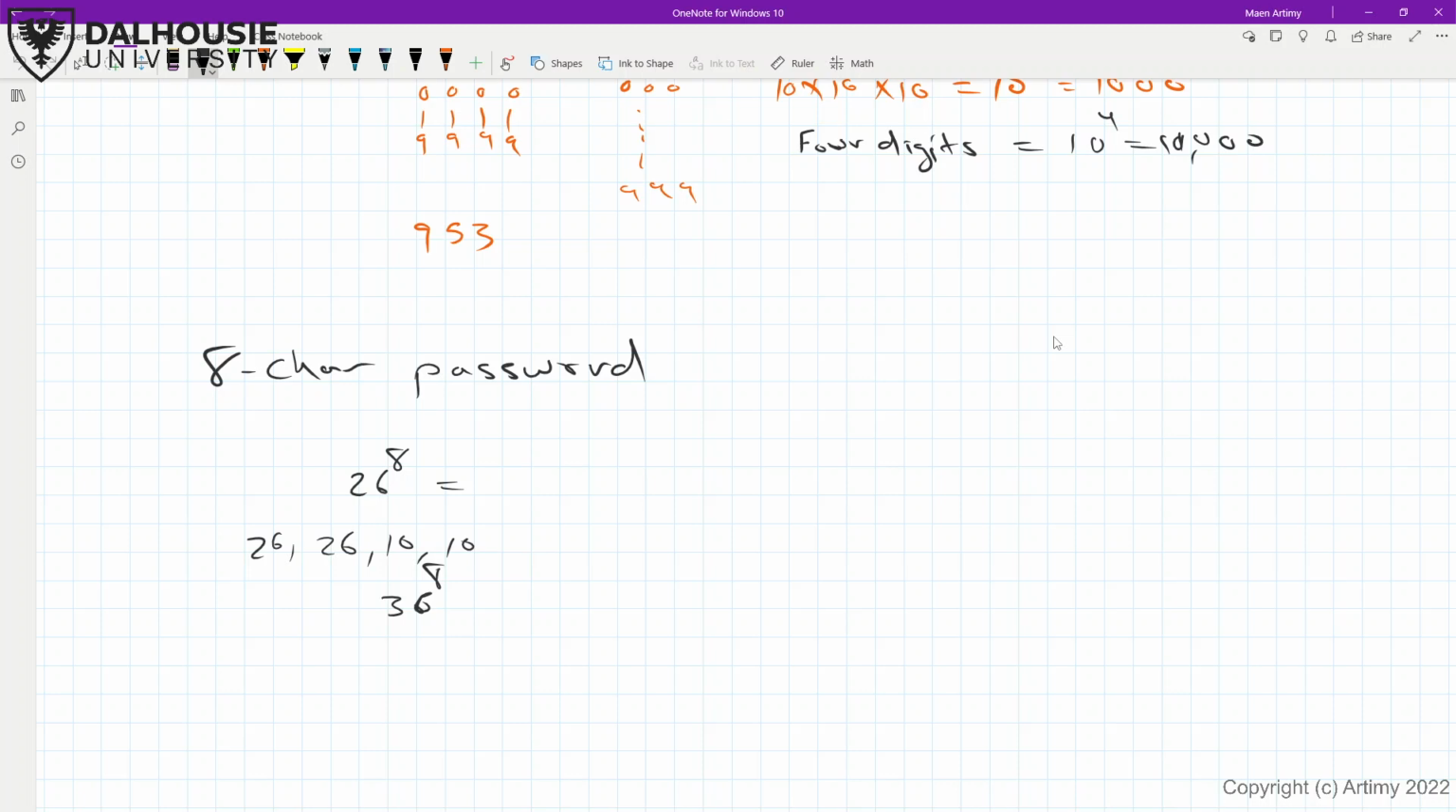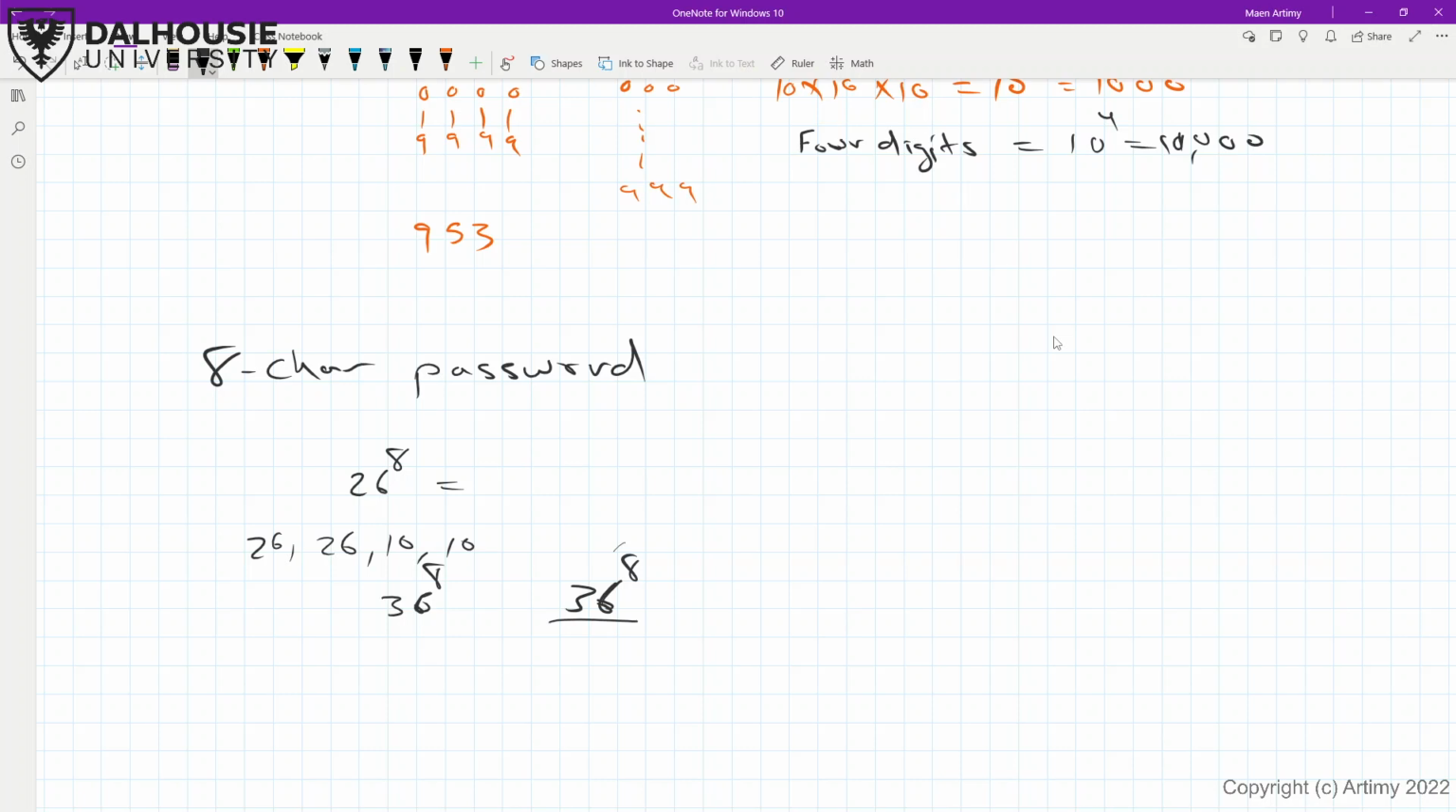So even for 36 characters, 36 different ways to choose a character, and an 8 character password, that's a large number. If you have a computer that generates one password in 1 second, it will take 36 to the power of 8 seconds to find the key.